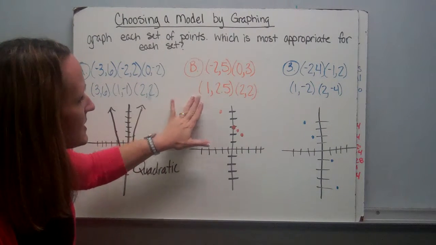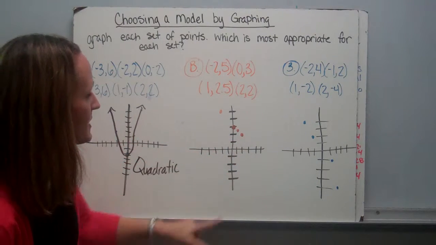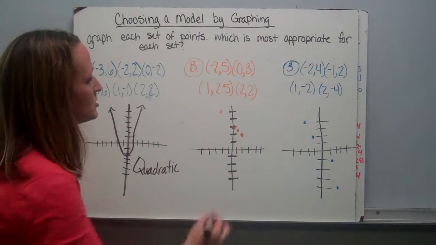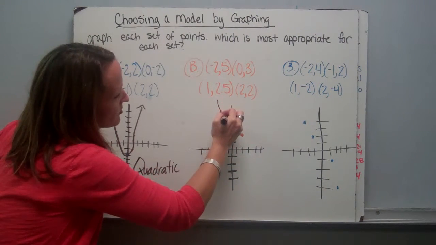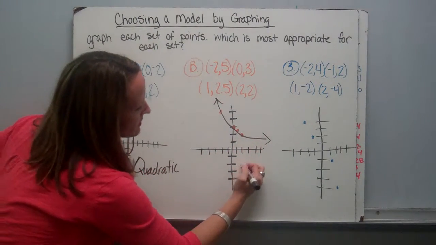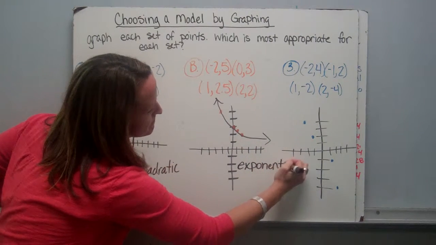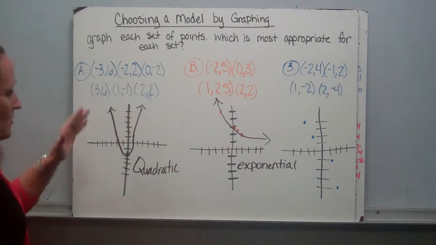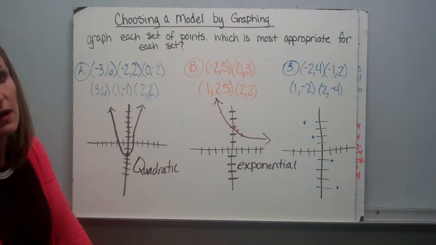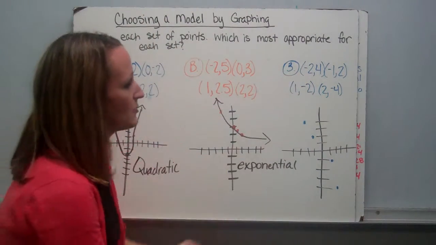Okay, if we look at these, we go over 2 up 5, over 0 up 3, over 1 up 2.5, over 2 up 2. If you look at these, they are not in a line. They're going to keep going like this. So this is an example of exponential. Quadratic because it's a parabola, exponential because it's got that kind of boomerangy shape.